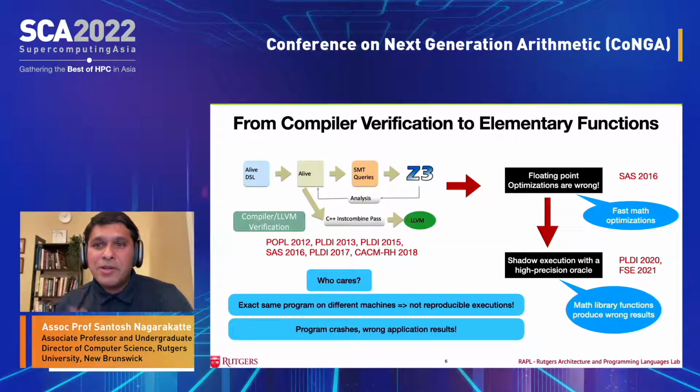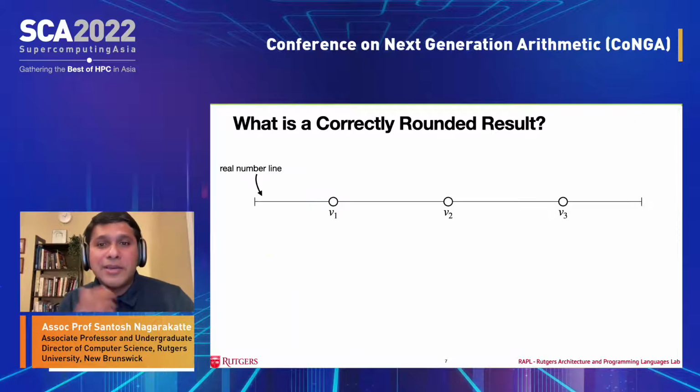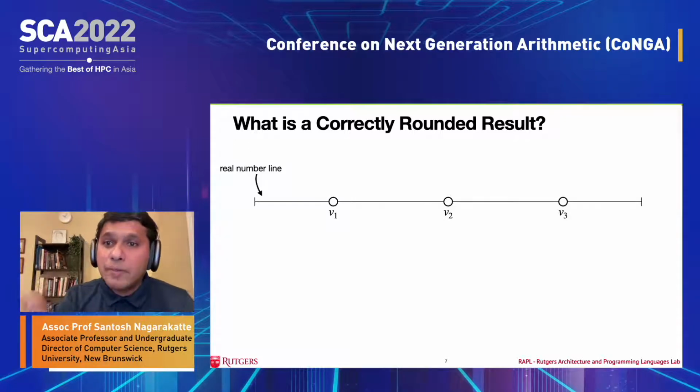Okay, so now I've been talking about correct rounding. What is correct rounding? Let's look at a real number line. There are infinitely many points, right? Only finitely many of them are representable with any finite precision representation, let's say floating point. So here V1, V2, V3 are values representable with floating point.